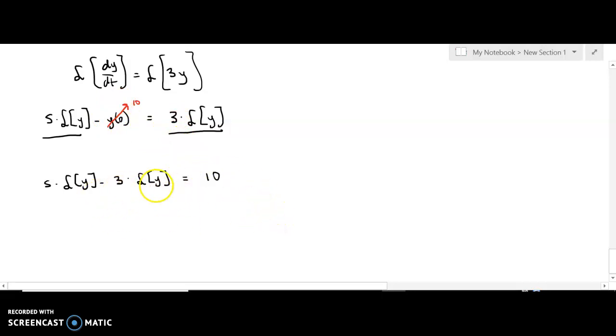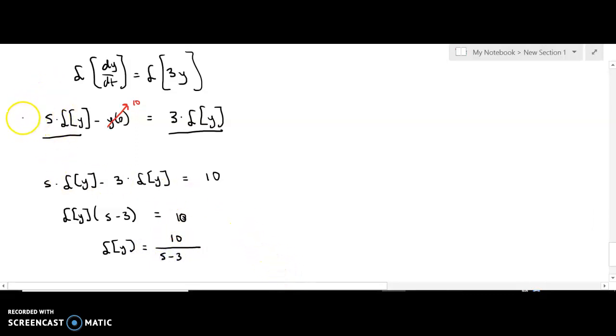Now I'm not done isolating Laplace of y. I see that I have two terms here. I want to combine them. So if I factor out the Laplace of y, now think about Laplace of y just as you would a symbol, like x. You're solving for x here. You're not going to do anything with the L. You're not going to do anything with the y. You'll see in a moment when we inverse a Laplace, the Laplace and the inverse Laplace cancel each other out. So I'm going to now divide by s minus 3 on both sides. I'll have Laplace of y equals 10 over s minus 3.